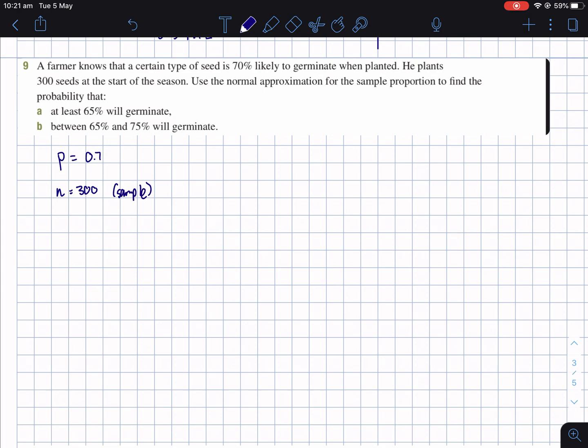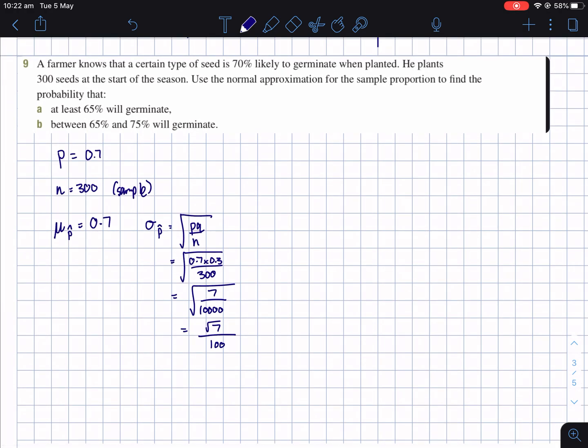So we know that the mean for this sample should be the same as the mean for the probability for the whole thing. So the mean of the proportions for this sample should be the same as the probability for the whole thing. The standard deviation of the proportions for this sample is the square root of PQ on N. So we've got the square root of 0.7 times 0.3 over 300, which gives the square root of 7 over 10,000, which is the same as root 7 over 100.